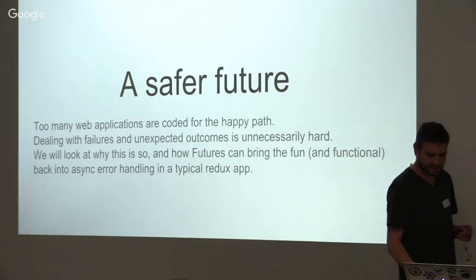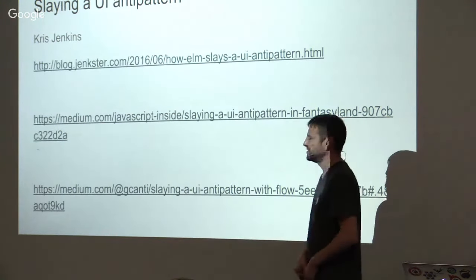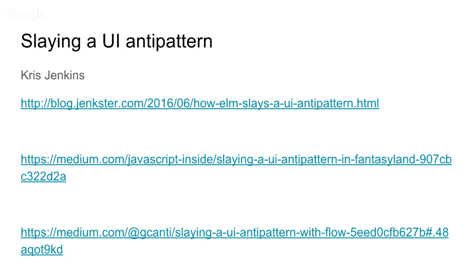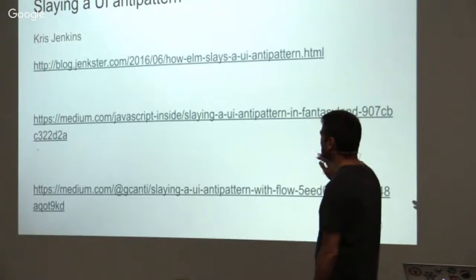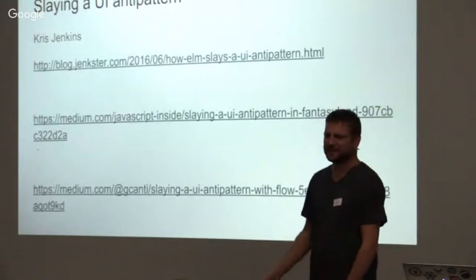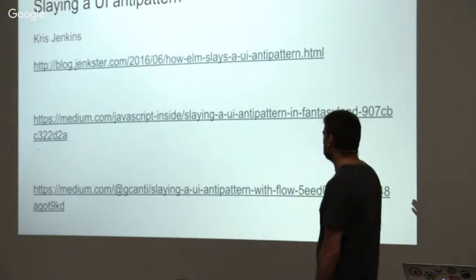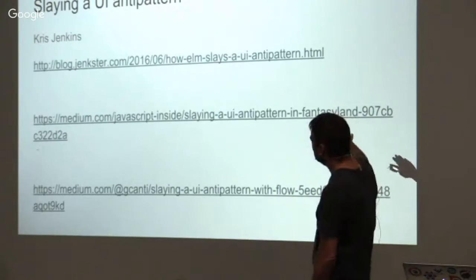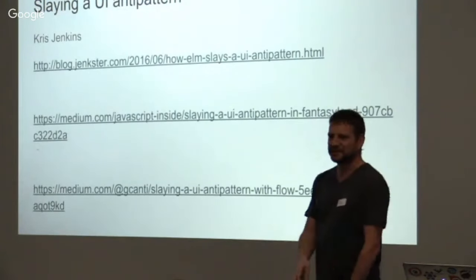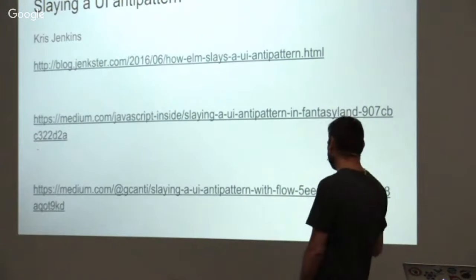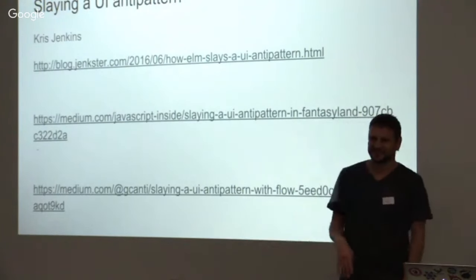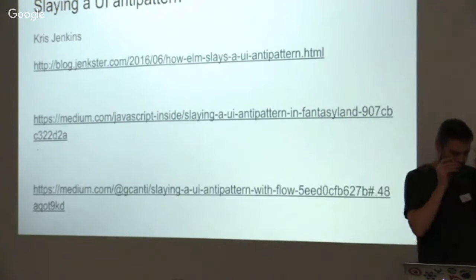This talk is inspired by this blog post by Chris Jenkins about slaying a UI anti-pattern in Elm. I don't know if anybody's read this post, but it's pretty good. It shows how Elm doesn't allow you to make the sorts of mistakes that we make every day in our JavaScript applications. Then there's this post, about slaying a UI anti-pattern in Fantasyland, which Joe mentioned, which we'll talk about in a second. And then someone else slaying a UI anti-pattern with Flow. There's a whole series of these different ways of solving the same sort of problem.